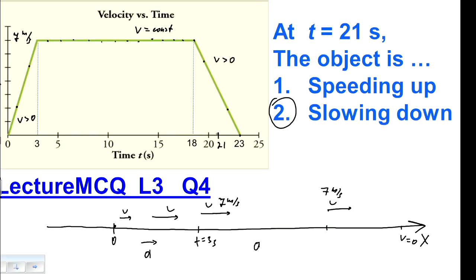What about this part? What should we say about acceleration? Anyone? 0. There is no acceleration in life. No means no. In mathematics, no means 0. What about acceleration here? Is it 0? No. How does it point? Now it has to point opposite to velocity. Opposite means left. So that's how we analyze the graph.